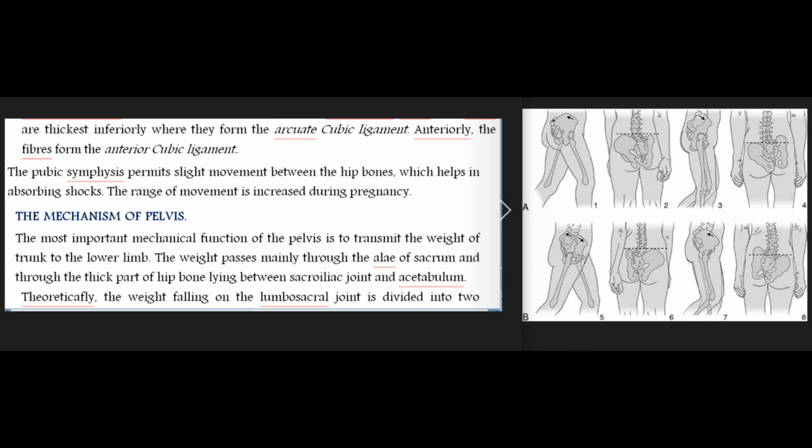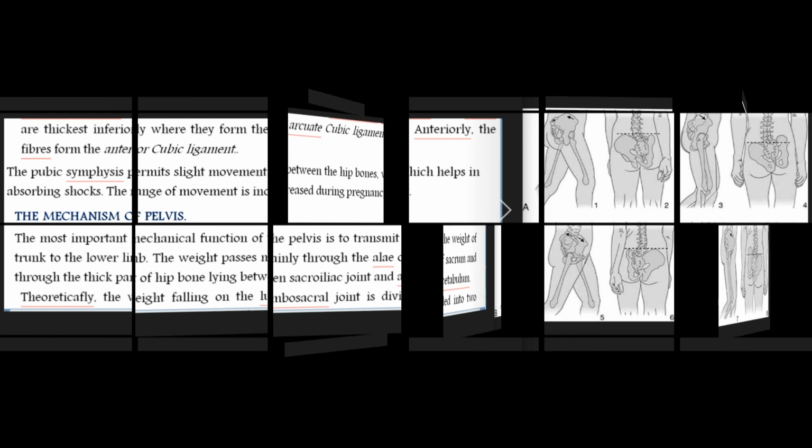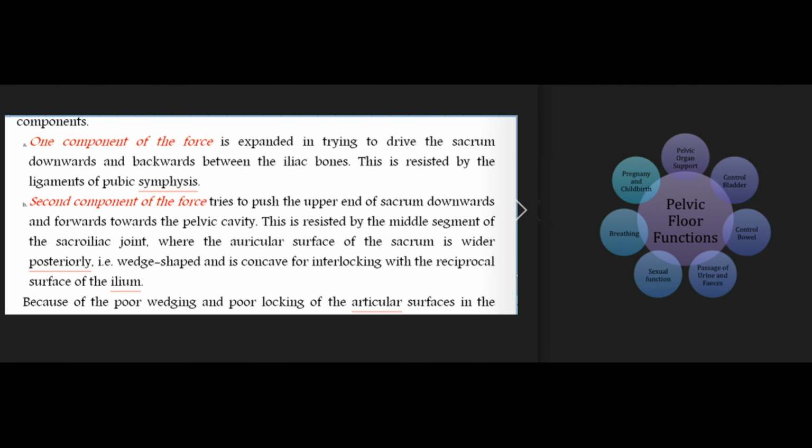The mechanism of pelvis. The most important mechanical function of the pelvis is to transmit the weight of trunk to the lower limb. The weight passes mainly through the ala of sacrum and through the thick part of hip bone lying between sacroiliac joint and acetabulum. Theoretically, the weight falling on the lumbosacral joint is divided into two components. One component of the force is expended in trying to drive the sacrum downwards and backwards between the iliac bones. This is resisted by the ligaments of pubic symphysis.